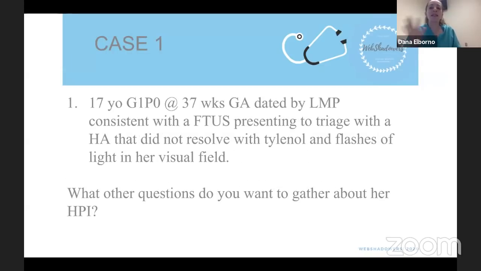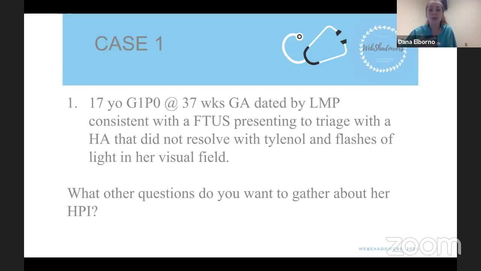So I want you guys to keep all of that physiology and some of that terminology in mind as we go into a case. So I want you to pretend that you're on labor and delivery with me, and we get called to triage to see one of our patients who's a 17-year-old primip. She's a G1P0, and she's at 37 weeks gestational age. She's dated by her last menstrual period, consistent with a first trimester ultrasound.